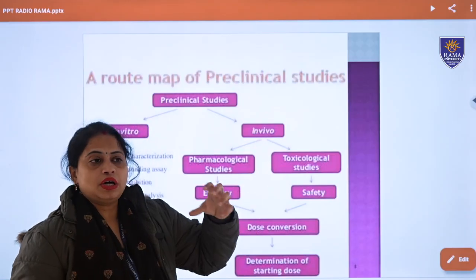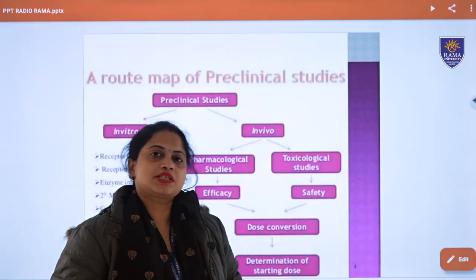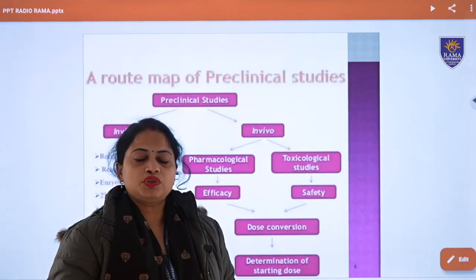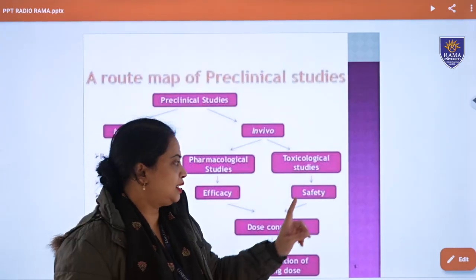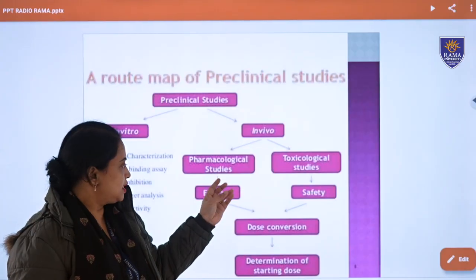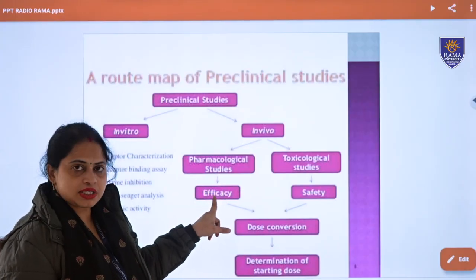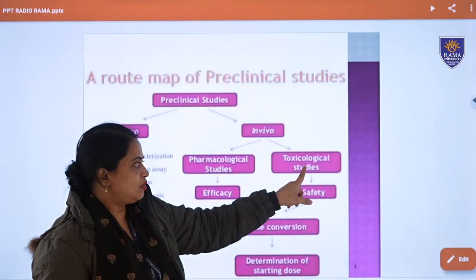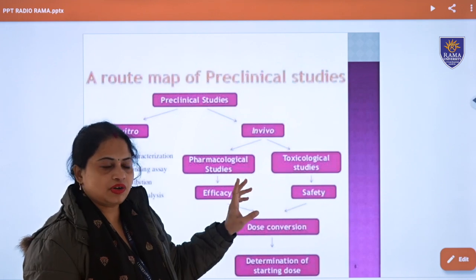Once we confirm that the drug is not toxic, both at the cellular and biochemical level, then it enters the pharmacological screening models. For these pharmacological screening models, we evaluate the efficacy of the drug. For the toxicological study, we evaluate the safety of the compound.